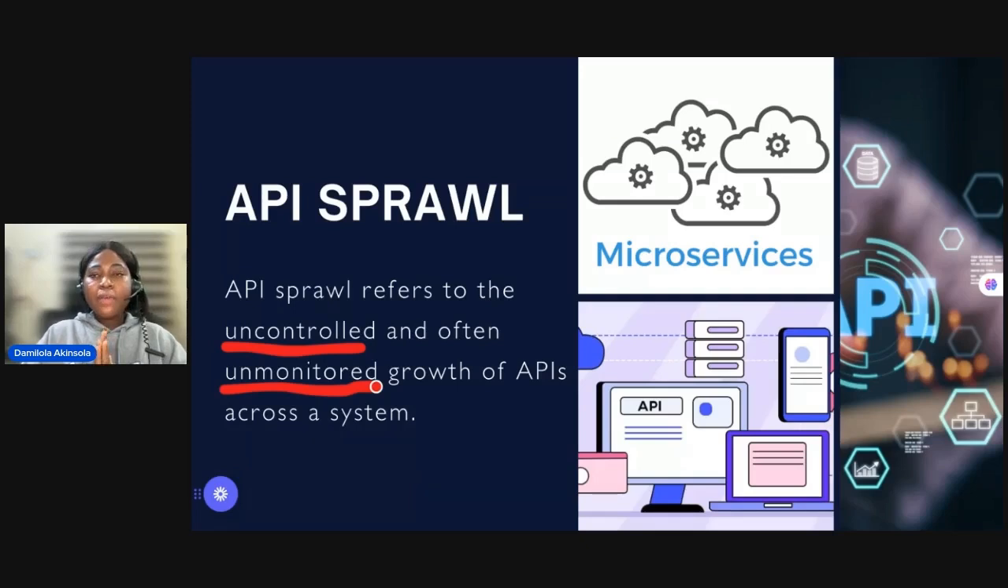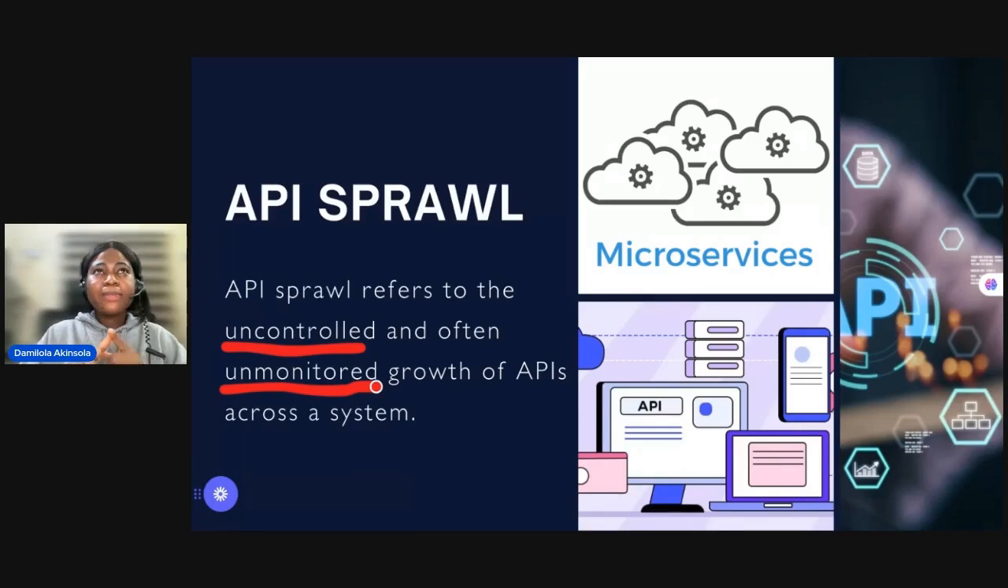I've had a lot of people ask, how do I know my organization has API sprawl? Well, it's just one question. Can you confidently list all of the APIs you have in your environment? If you can't confidently list them, that means you have API sprawl.